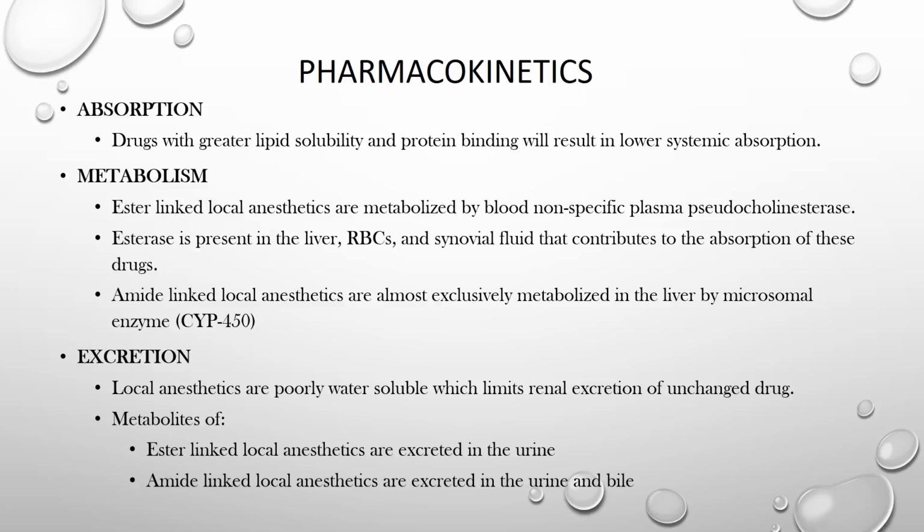Ester and amide local anesthetics are both metabolized and excreted in different ways in the body. Ester-linked local anesthetics are metabolized by nonspecific plasma pseudocholinesterase. Esterase is present in the liver, red blood cells, and synovial fluid. Ester anesthetics are excreted as metabolites in the urine. Amide-linked local anesthetics are almost exclusively metabolized by the liver by microsomal enzyme CYP450. Similar to ester-linked local anesthetics, amide-linked local anesthetics can be excreted as metabolites in the urine, but are also excreted as metabolites in the bile.